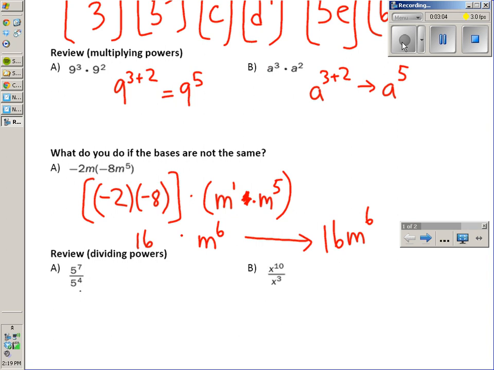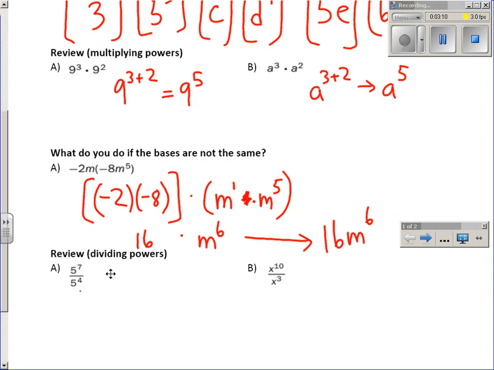Okay, let's do a little review on dividing powers now. So we have 5 to the 7th divided by 5 to the 4th, which means we can keep the base, which is 5, and then subtract the exponents. So that would end up being 5 to the 3rd power. Here we have x to the 10th divided by x to the 3rd. So we keep x, subtract the exponents, and that ends up being x to the 7th.